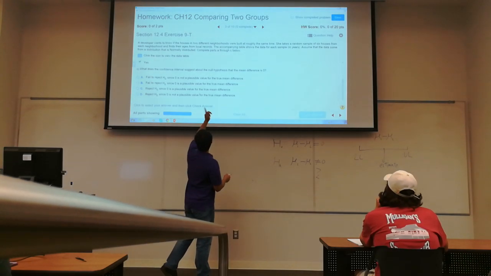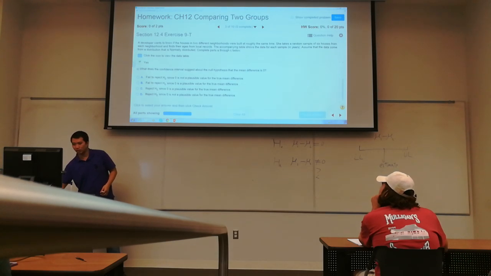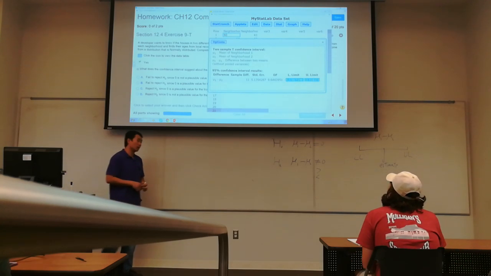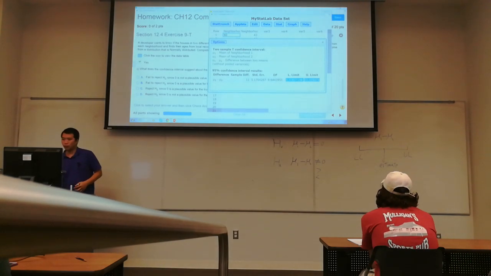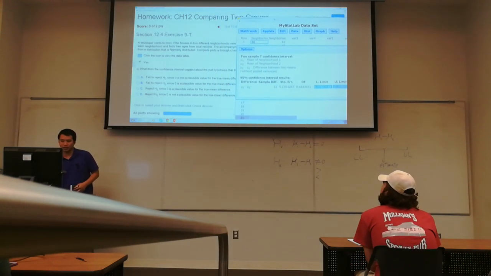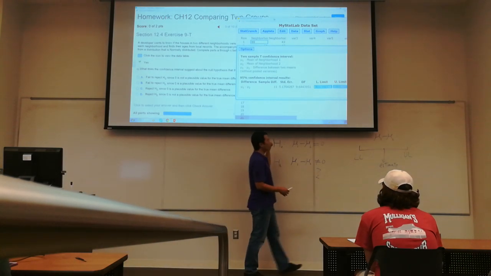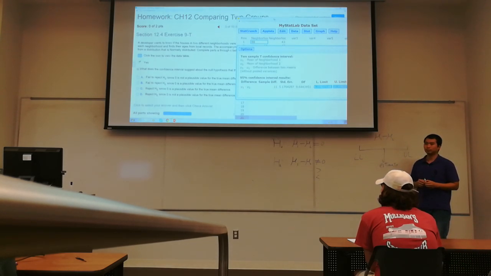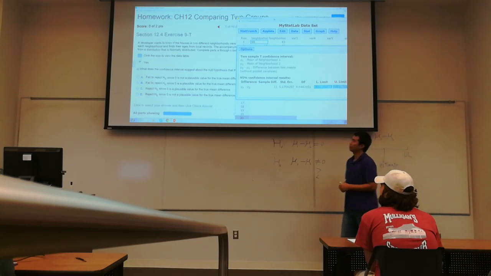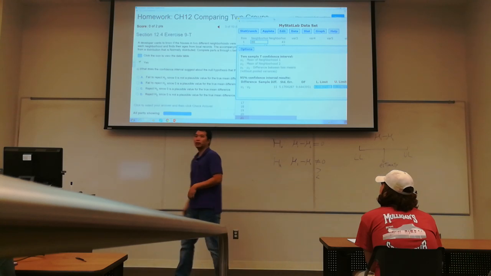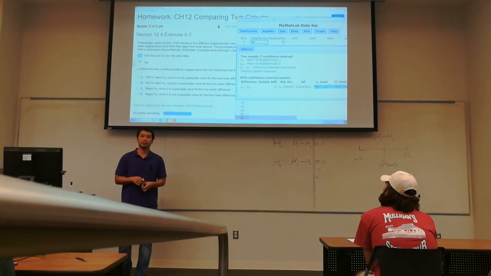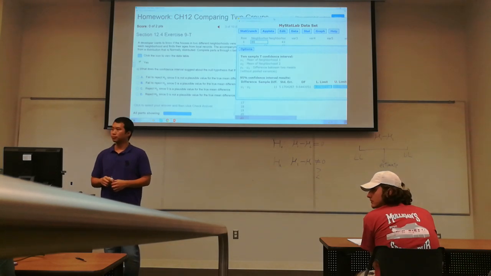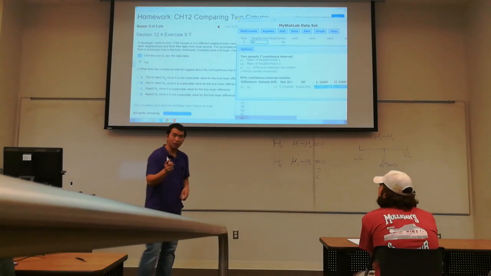So based on the confidence interval that we have, let me pull out this one. Based on this confidence interval, we reject the null hypothesis, or we fail to reject the null hypothesis. Although this question is from chapter 12, I can ask a similar question in chapter 10. Fail to reject. Why do we fail to reject? Because zero is within your interval.